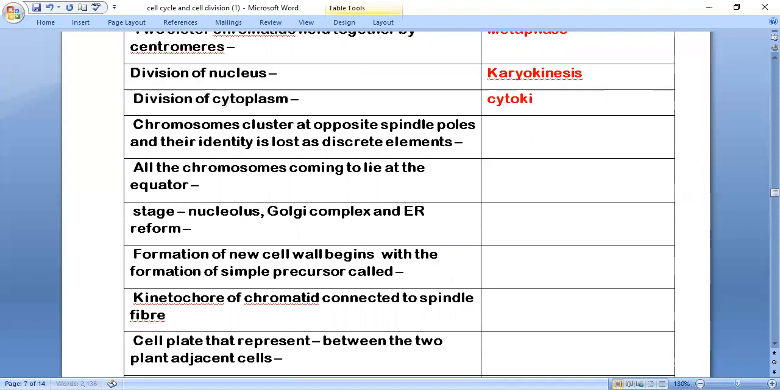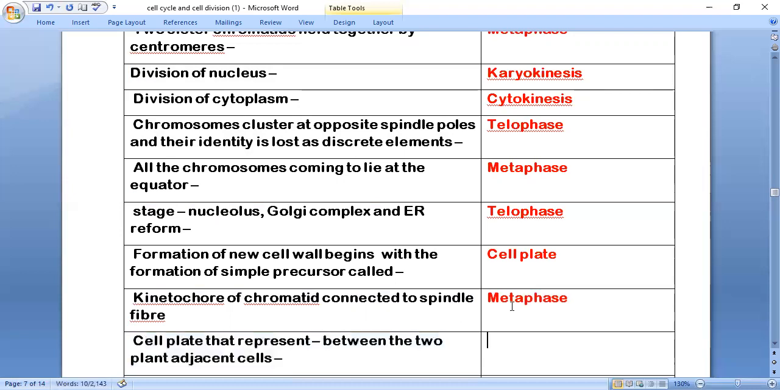Division of cytoplasm is cytokinesis. Chromosomes cluster at opposite spindle poles and their identity is lost as discrete elements. Metaphase: all the chromosomes come to lie at the equator. Telophase: nucleolus, Golgi complex and ER reform. Formation of the new cell wall begins with the formation of a simple precursor called the cell plate. The kinetochore of a chromatid is connected to a spindle fiber.